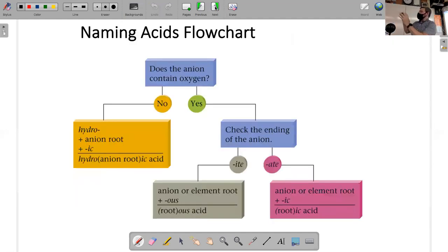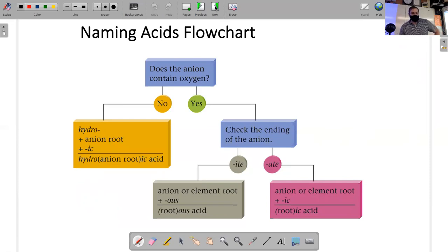So the flow chart that I showed you before that we used is, does the anion contain oxygen? If not, it's just a binary acid probably, and the name is hydro with the root plus ic. If it contains oxygen, then it's an oxo acid. If the end of the name is ite, the end of the acid changes to ous, and if the name of the anion is ate, the end of the acid changes to ic.